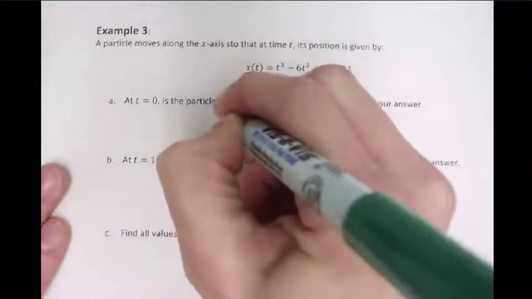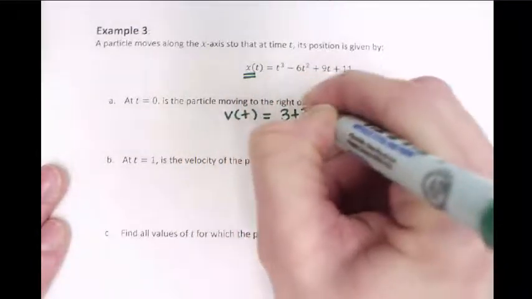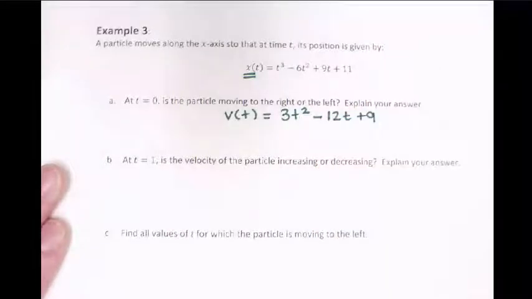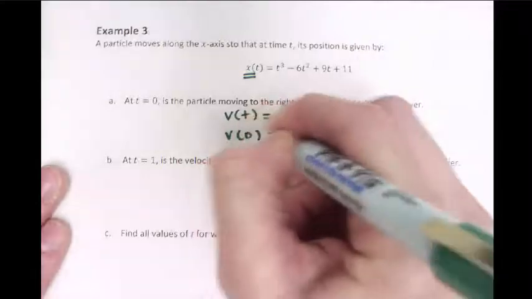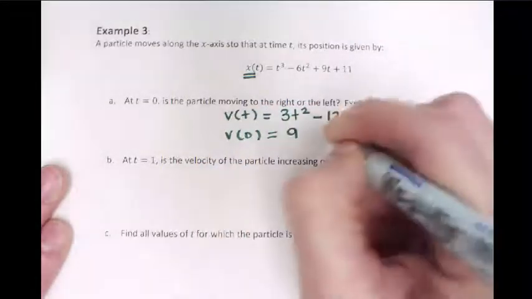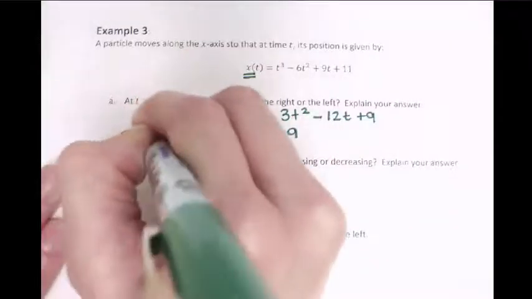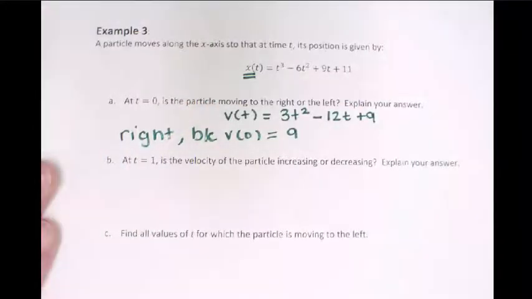So the first thing we should do is take the derivative of our position, which would give us 3t squared minus 12t plus 9. And we need to know at time 0 what is the velocity. So we're going to plug in 0, which would just give us 9. Because it's positive, we're going to move to the right. So we're moving to the right because velocity is 9, which is positive.